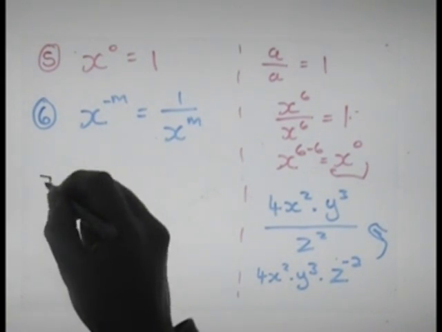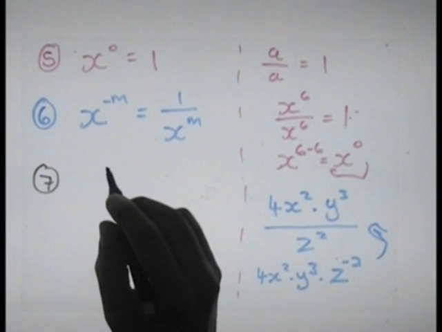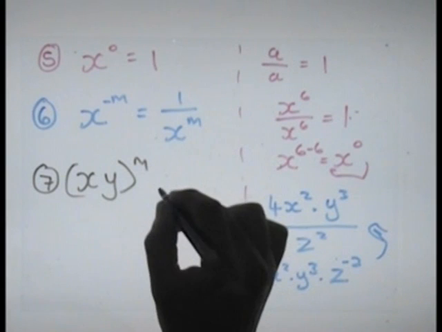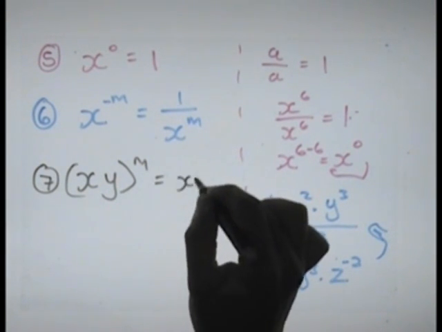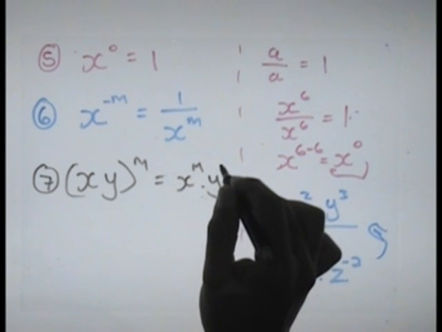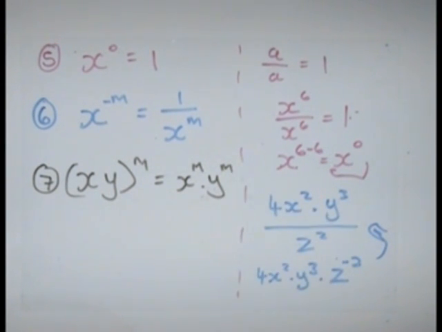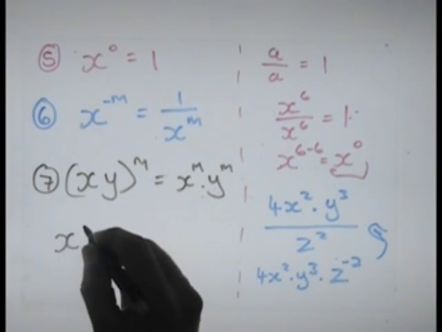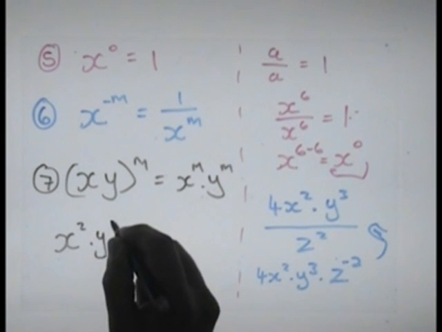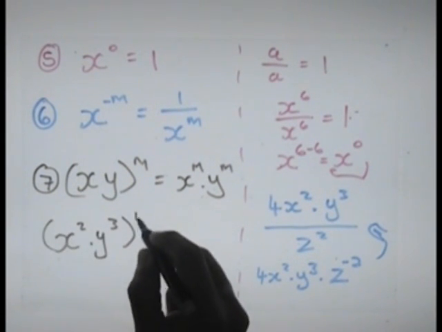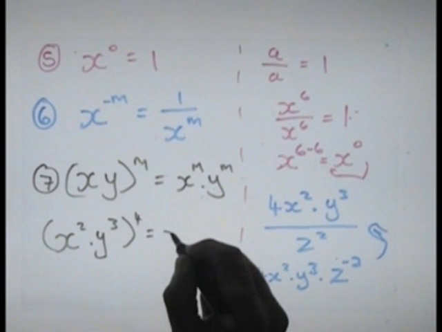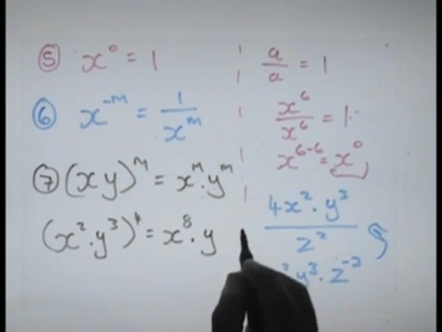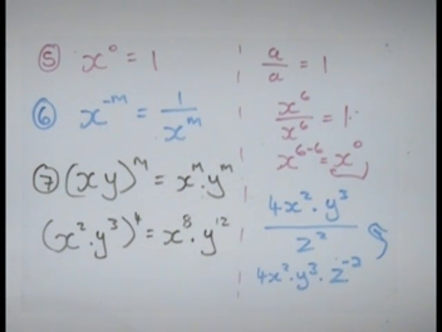The seventh law, also called the distributive law, is a very easy one. x times y, all to the power m, is going to equal x to the power m multiplied by y to the power m. Just a quick note on this law: let's say you've got x to the power 2 multiplied by y to the power 3, all to the power 4. That's going to equal x to the power 4 times 2, which is 8, multiplied by y to the power 4 times 3, 12.